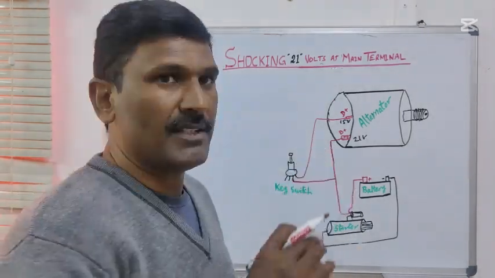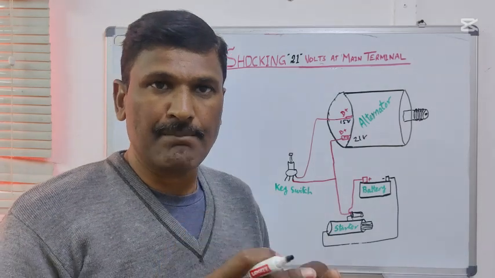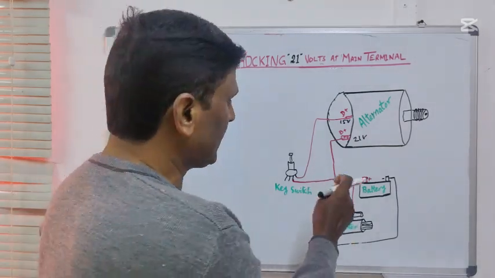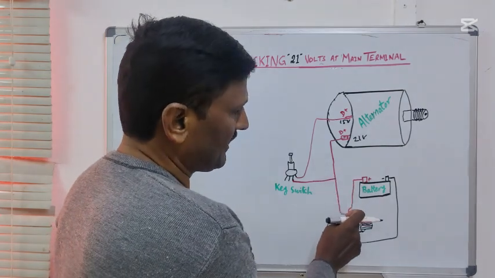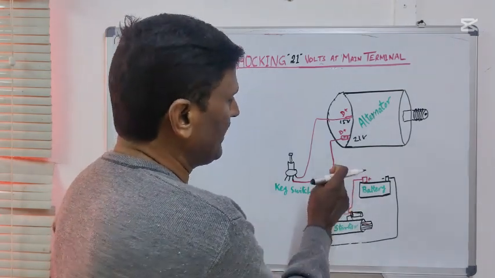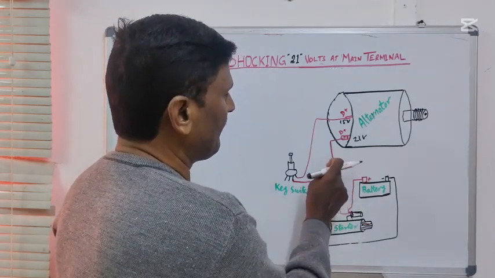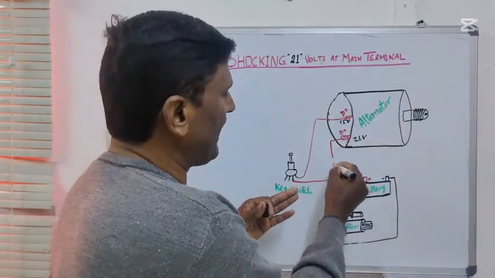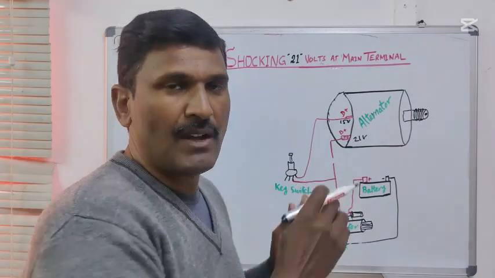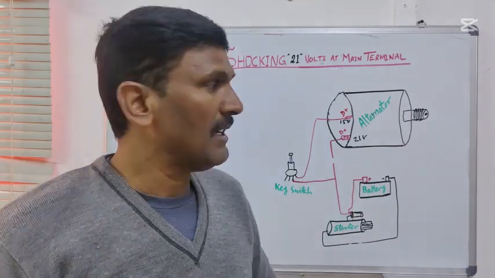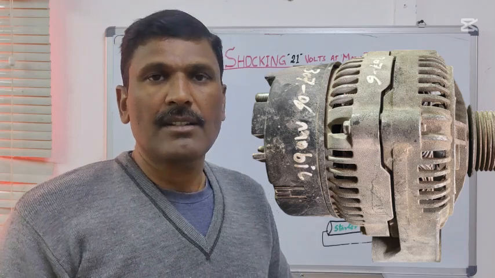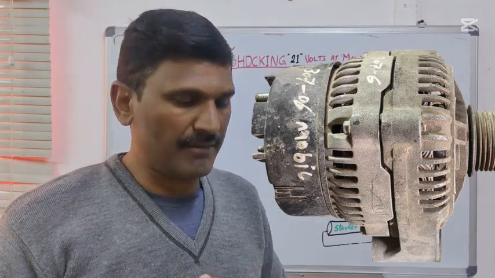I stopped the engine and inspected the harness, where I discovered this cable. After this alternator, after this starter, this cable is cut from here. So I fixed the wire, started the engine again, and this alternator started normal charging. My problem is solved.